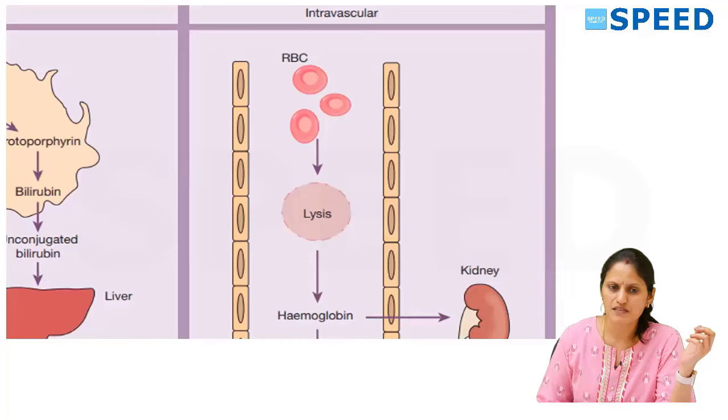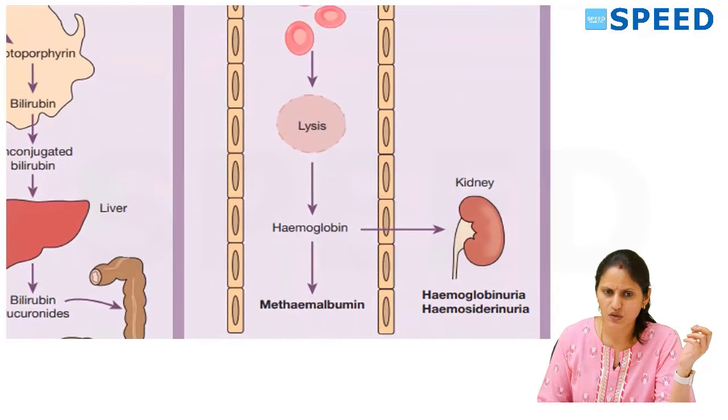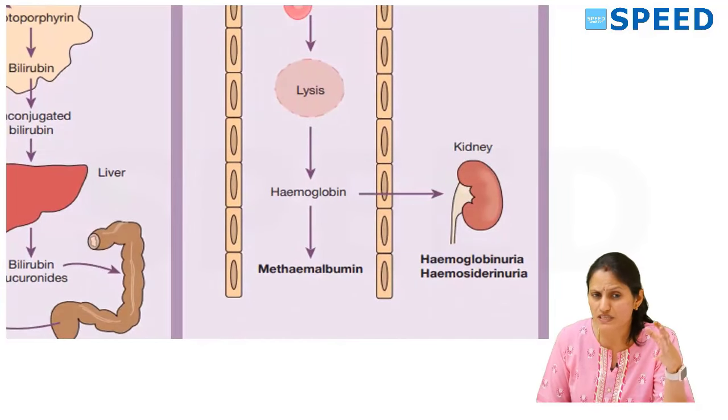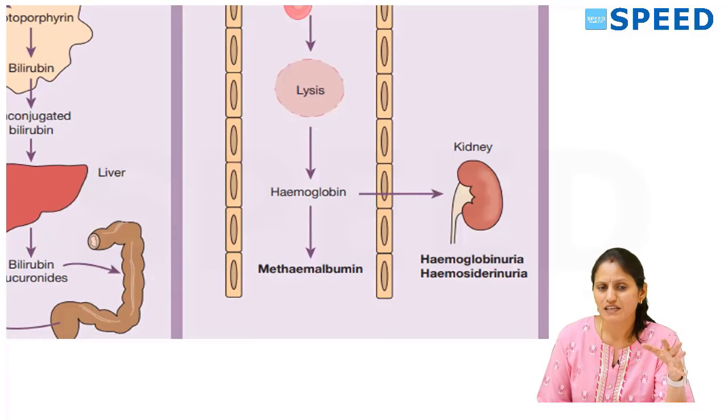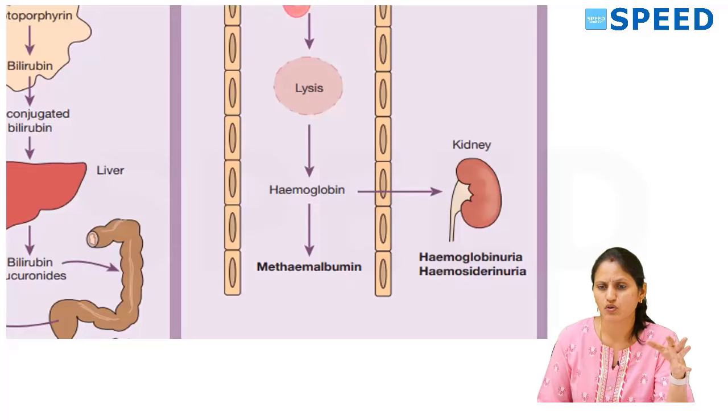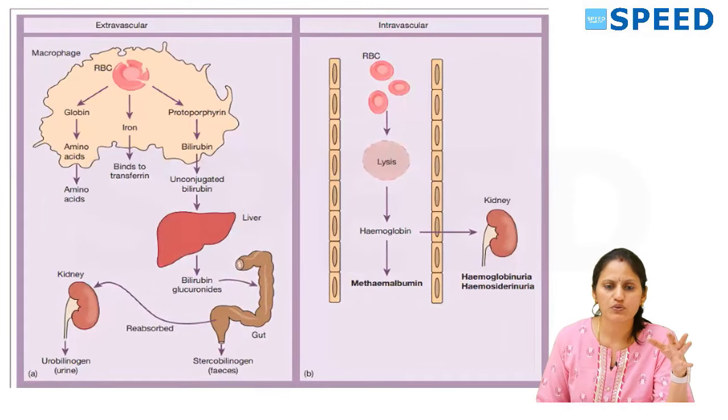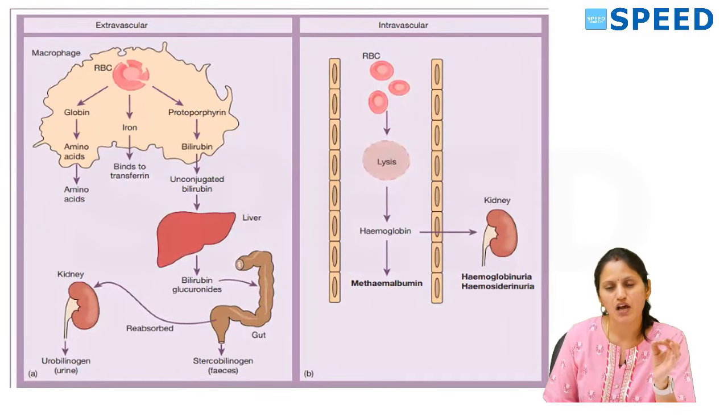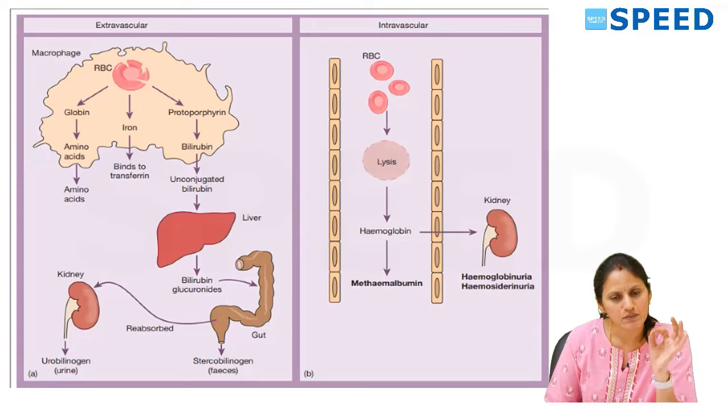Intravascular means the RBCs undergo lysis here. Then the hemoglobin is released inside the blood vessel, and that hemoglobin will be converted to methemoglobin. You will also see additional features of hemoglobinuria and hemosiderinuria. So, hemoglobinuria, hemosiderinuria, reduced haptoglobin.